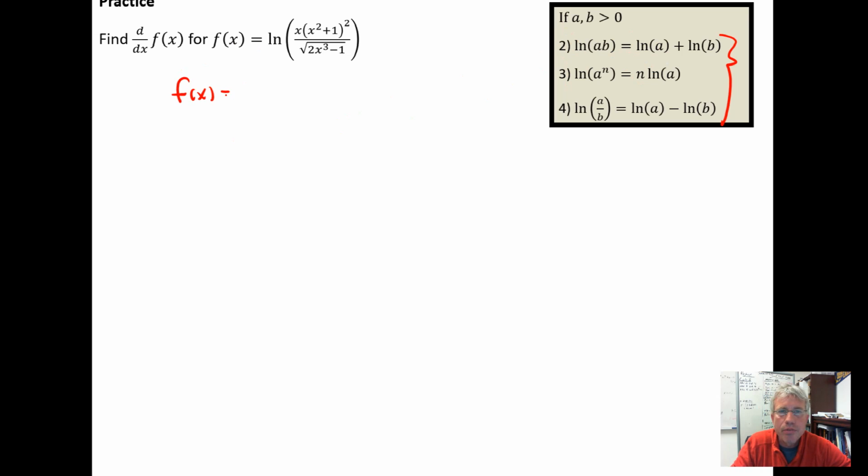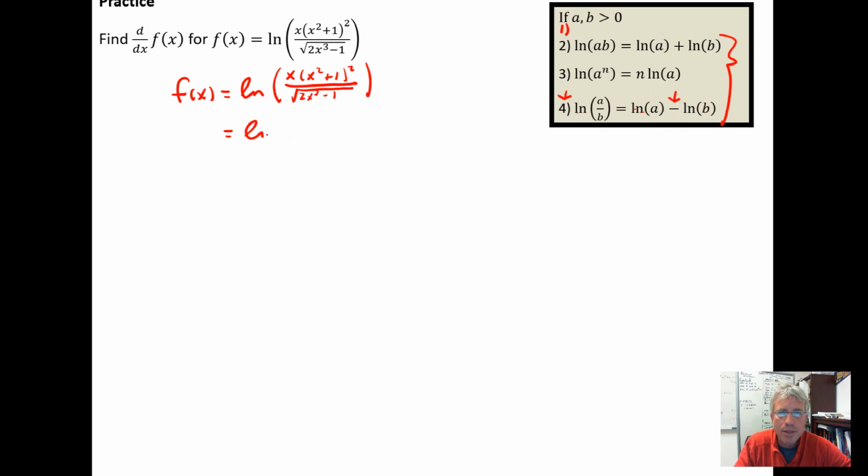So I'm not going to spend the time justifying them in this video, but we are going to use them to simplify a differentiation. So I have f of x equals the natural log of x times (x squared plus 1) squared over the square root of 2x cubed minus 1. And I can use property number 4 here. I deleted property 1 because I didn't need it. So property 4 says, hey, if I have the natural log of a ratio, I can break it into the difference between the natural log of the numerator and the natural log of the denominator. So I'm going to do that.